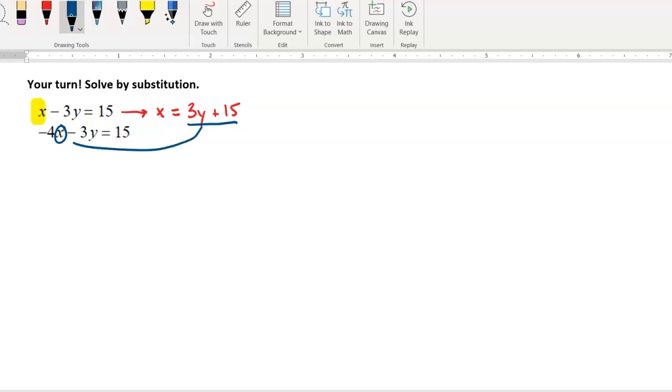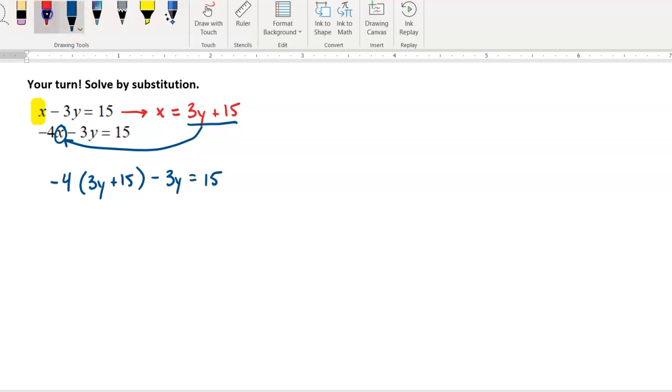All right, so now we're going to take what x equals, 3y plus 15, and put that in for x, because we're saying x is 3y plus 15. So we're going to put that in for x in the other equation. So now I have the statement, negative 4 times the quantity 3y plus 15, and then it'll be minus 3y equals 15.